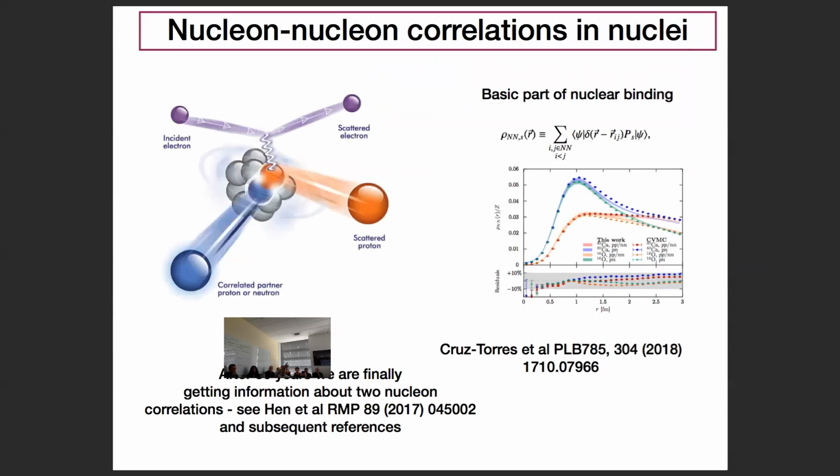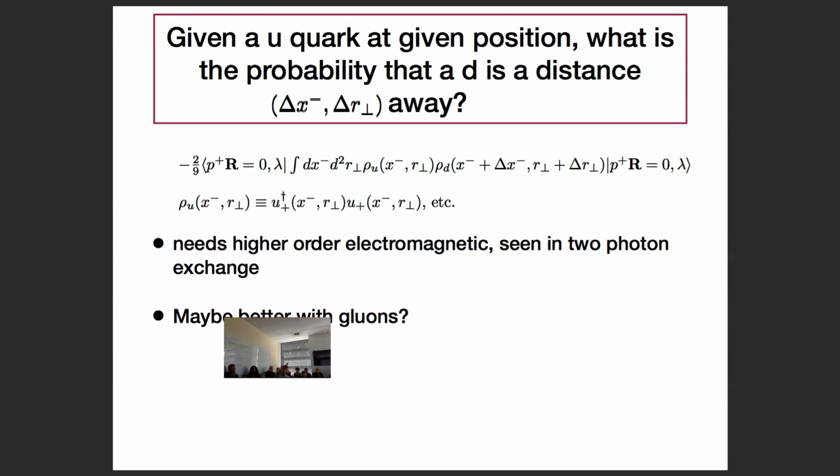Jerry, how do you make sure that the overall operator is color singlet? I take a matrix element in a color singlet. I haven't done anything with color yet. This is just electromagnetic, so this is the same. Okay, sorry.